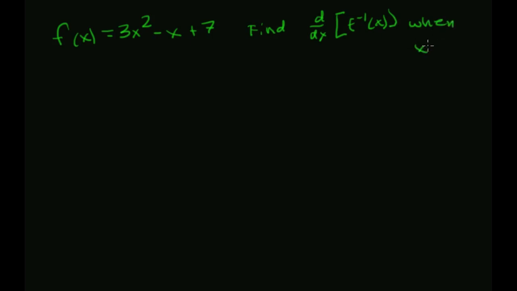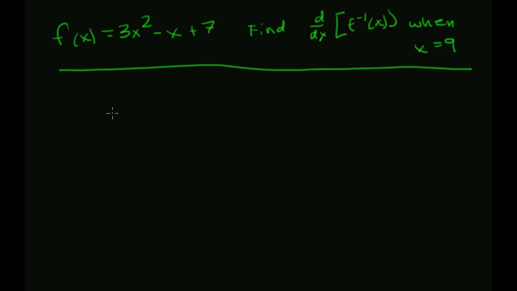Okay, so we're going to work through an example problem here. We're going to let f of x be equal to 3x squared minus x plus 7, and we want to find the derivative with respect to x of f inverse of x when x is equal to 9.